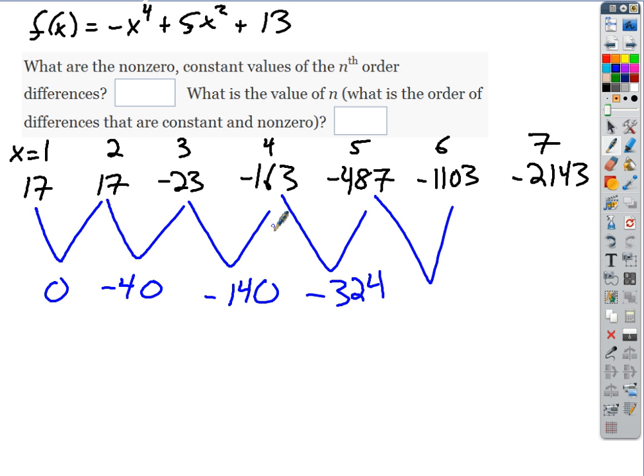Negative 324. Negative 1103 minus 487 is negative... what? 23, 6, 20, 36? No. What is that?